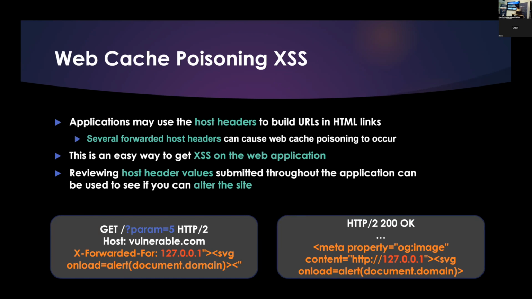Now we have inserted an X-Forwarded-Host header, which is not part of the normal request, and we set it to 127.0.0.1. When we look at the response, we see that it is reflected back to us, under here, http 127.0.0.1. Since this is an attribute, we can just break out of it. Just use an SVG onload alert(document.domain), and we can perform a cross-site scripting payload.